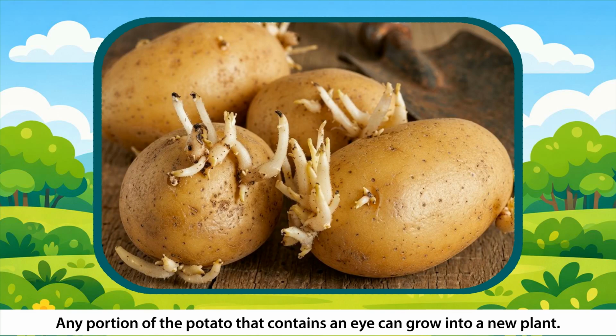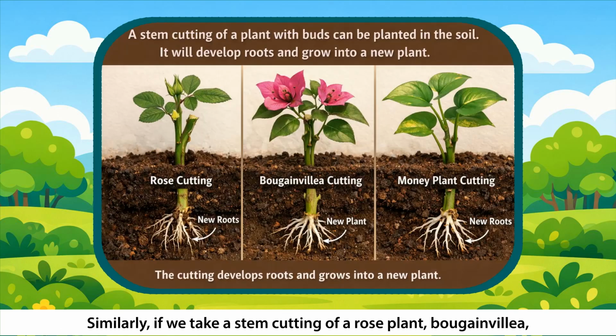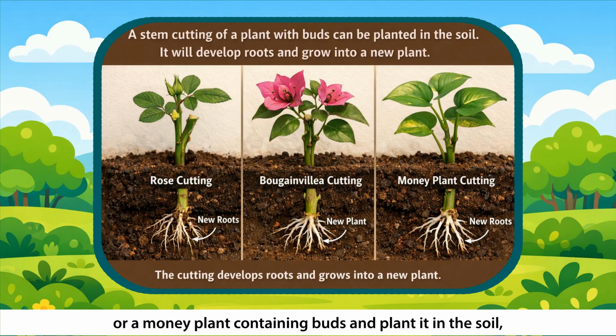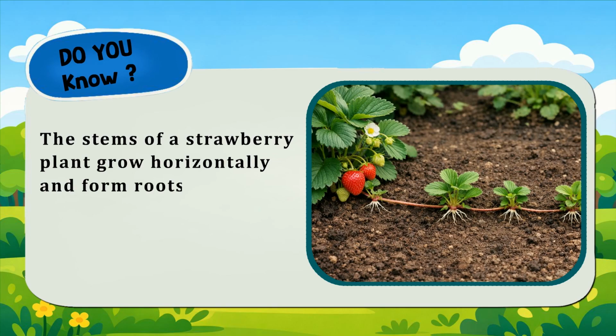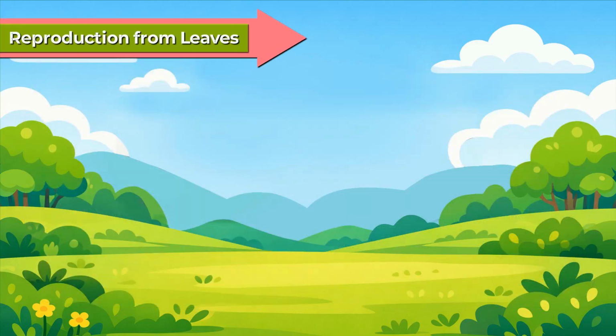Any portion of the potato that contains an eye can grow into a new plant. Similarly, if we take a stem cutting of a rose plant, bougainvillea, or a money plant containing buds and plant it in the soil, it will develop roots and grow into a new plant. Do you know? The stems of a strawberry plant grow horizontally and form roots at regular intervals, producing new plants.